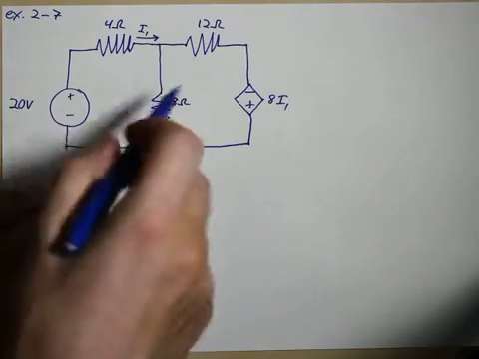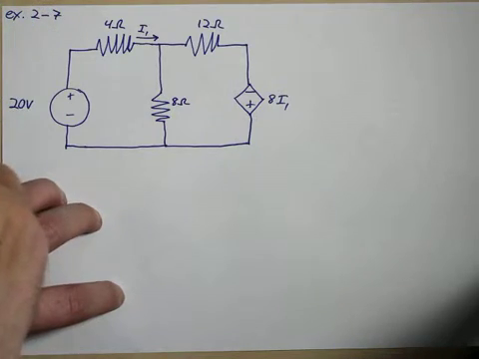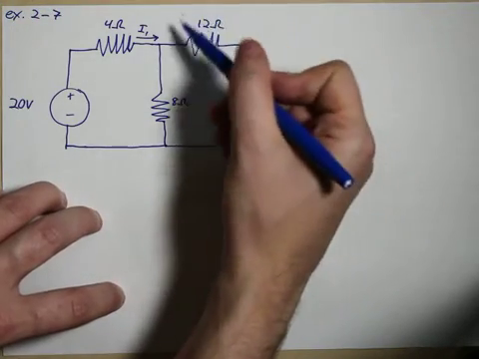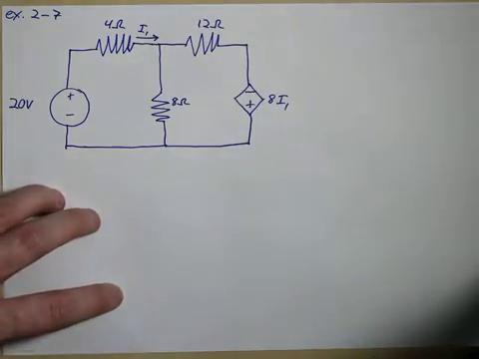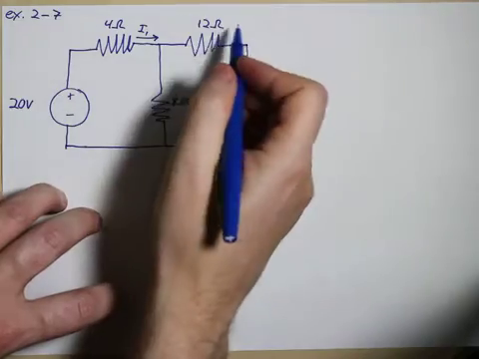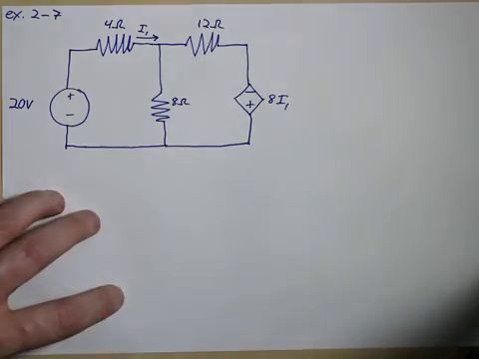The problem says here's the circuit, apply KVL and KCL to determine the amount of power consumed in the 12 ohm resistor. So we're trying to find the power in this resistor. In order to find that, we're going to have to know what the current is going through here. And in order to find that current, we're going to have to solve the entire system. So we're going to get started with that.